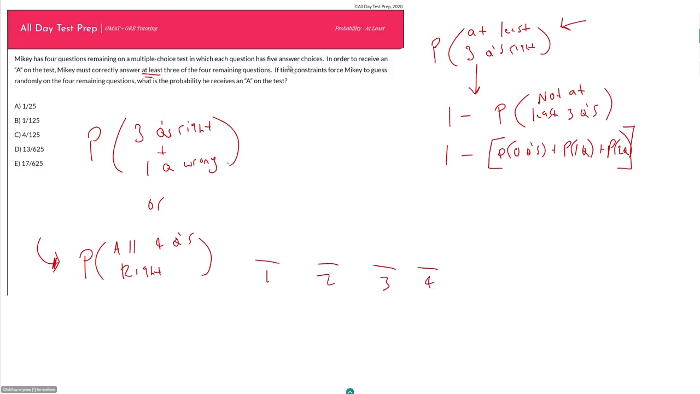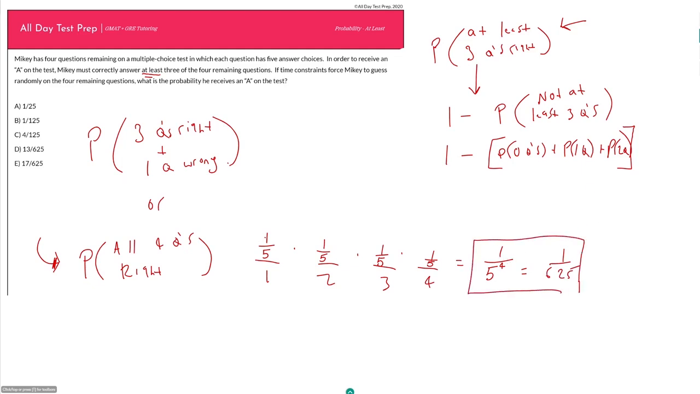So it is a multiple choice test with 5 answer choices, and he is guessing randomly. He should have a 1 out of 5 chance of getting any question right. And so in this case, if we're talking about the probability of getting all 4 questions right, we're talking about getting the first one right, and the second one right, and the third one right, and the fourth one right. So it's just 1/5 times 1/5 times 1/5 times 1/5, which should be 1 over 5 to the 4th, which is 1 over 625.